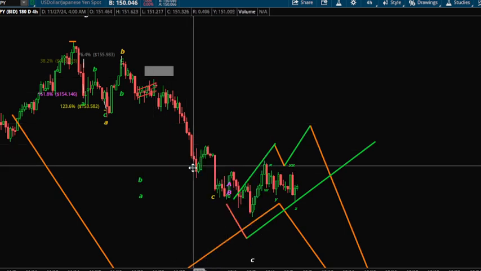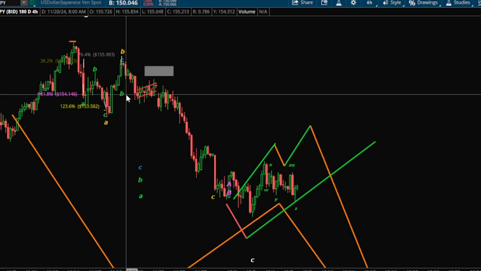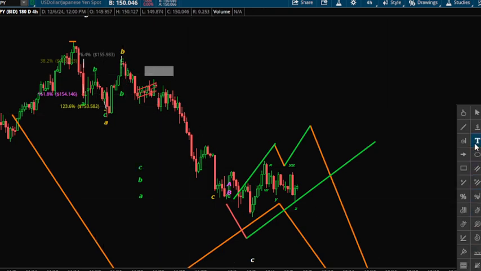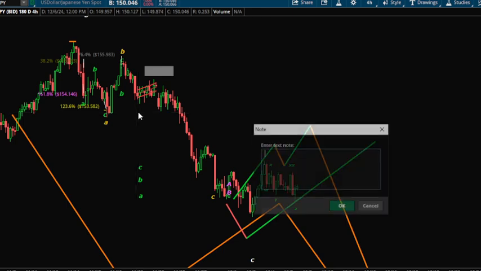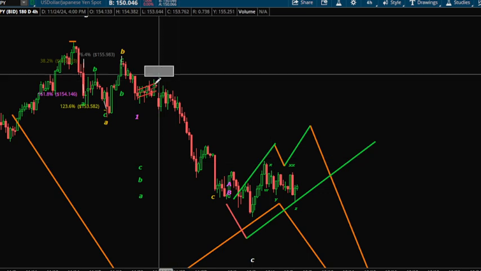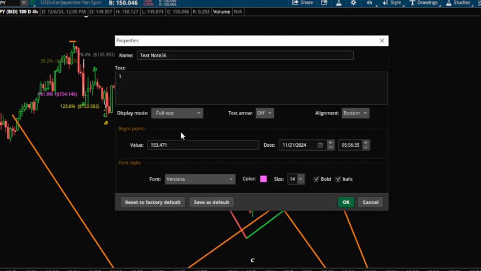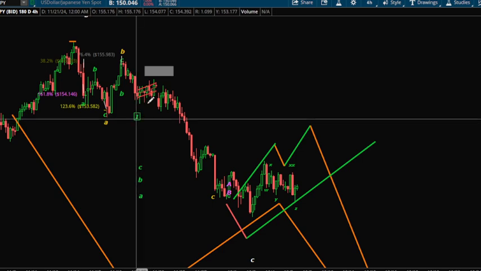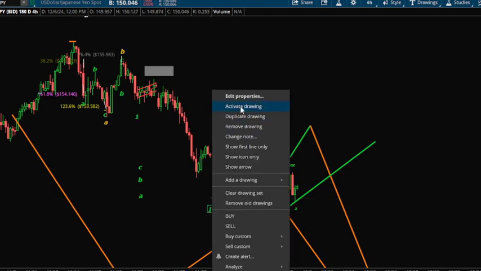Even though, you know, I count everything in 3 moves, you still have to calculate the C moves in 5 waves. This was just a little bit bigger degree, so it kind of threw me off. And they need to be in green. So I'm not going to spend a lot of time labeling that. Just know that this is a 1, 2, 3, 4, and then the 5 is down here. I'll put the 5 right there.